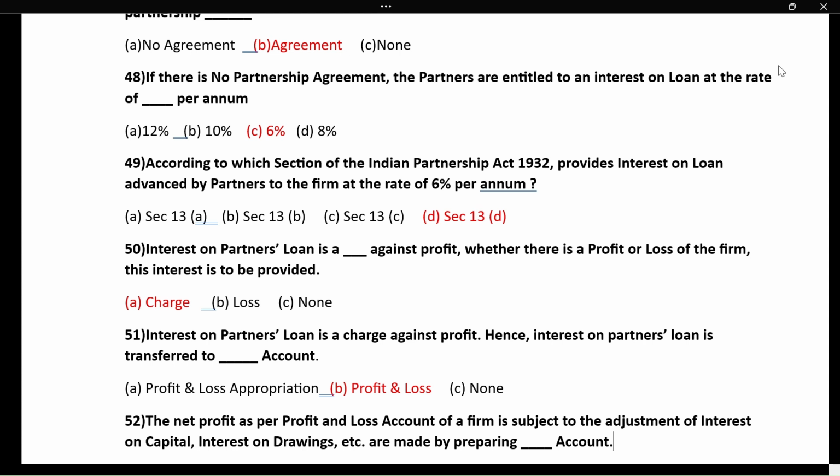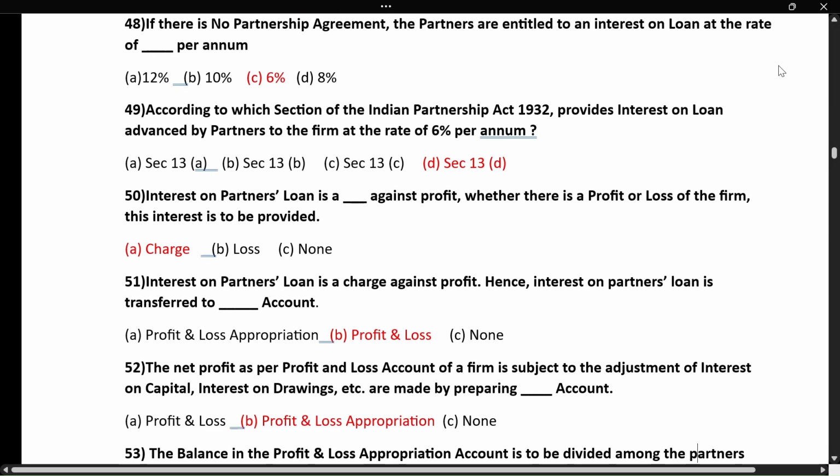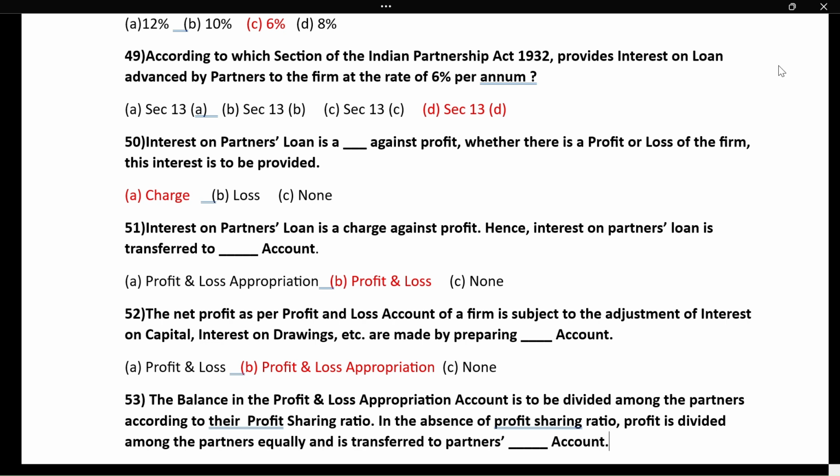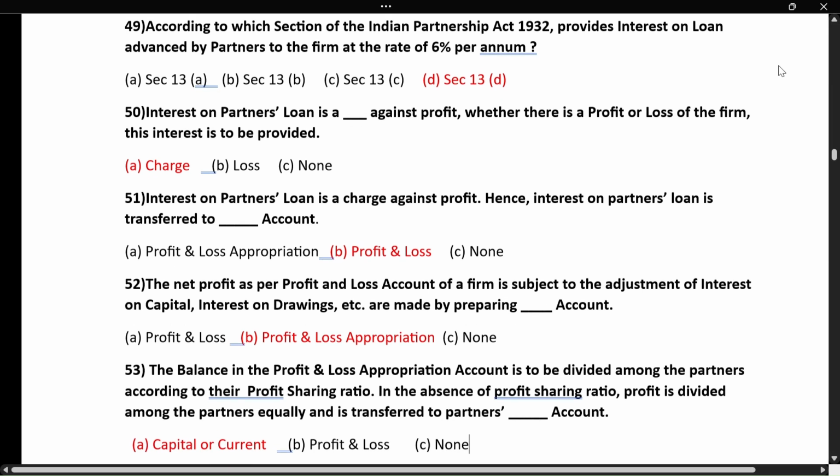Interest on partners' loan is a charge against the profit. Whether there is a profit or loss of the firm, this interest is to be provided. Hence, interest on partners' loan is transferred to profit and loss account, not in profit and loss appropriation account.